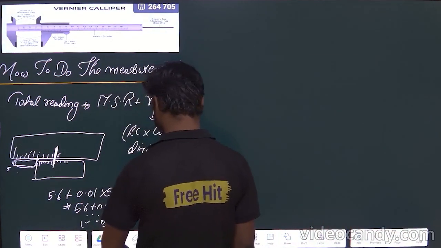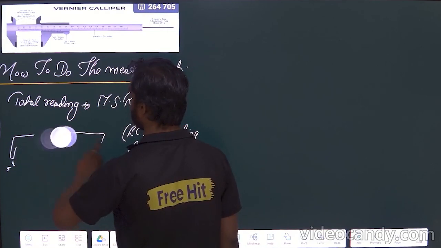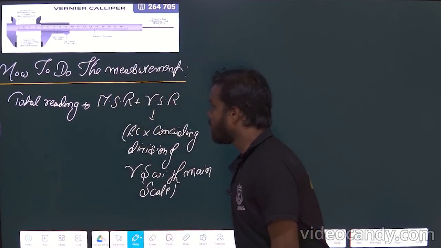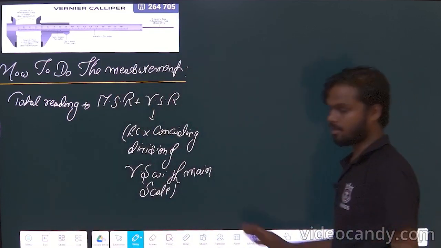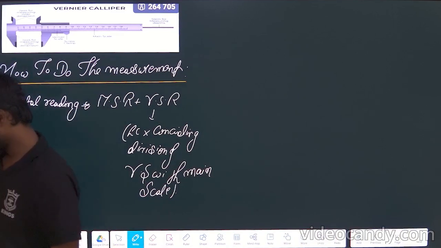So that is how we are going to measure the length of anything, or do the measurement, with the vernier scale. Let's see one example, then we will understand it.